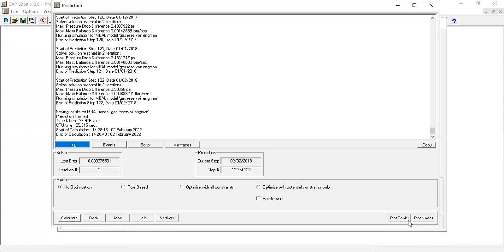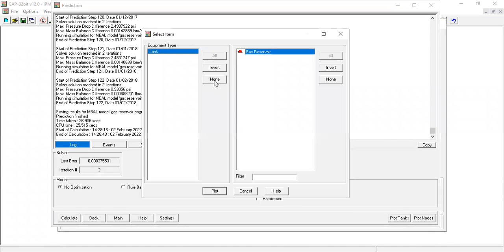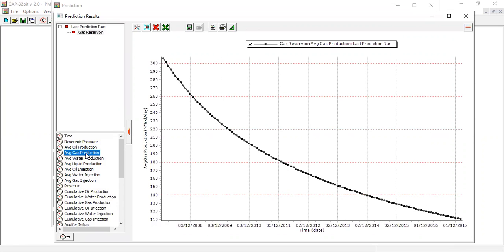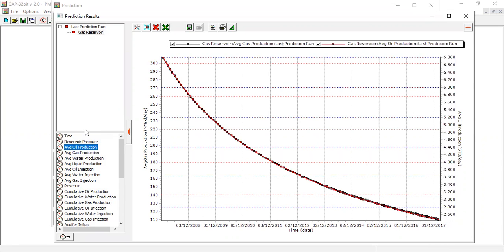We can go back to the main window, and we can also plot tanks or plot nodes. Let's plot tanks. Equipment type: tank, gas reservoir, plot, last prediction run, gas reservoir. Let's check the average gas production. Okay, so you can see this is what happened. You can also check the average oil production and the reservoir pressure.